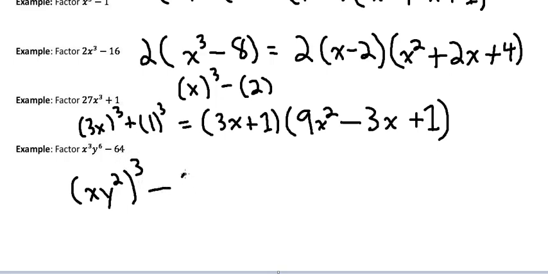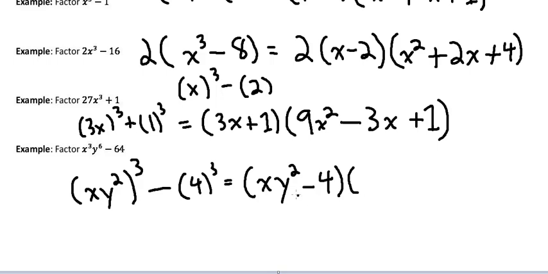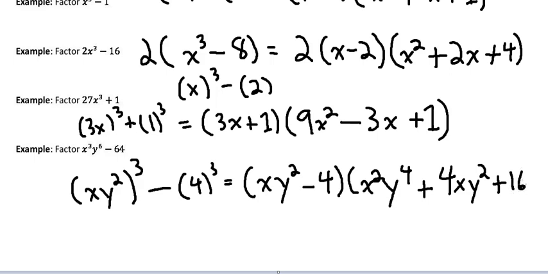64 is a perfect cube. That is 4 cubed. So our first parenthesis is going to match up exactly. Same sign. Minus 4. Now when we square this here, square the x, I get x squared. Square the y squared, I get y to the fourth. Then we're going to get that opposite sign here. Multiply these in the middle, I get 4xy squared. And then square the last term, always positive, so plus 16.